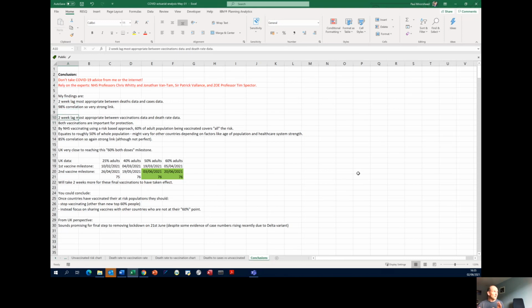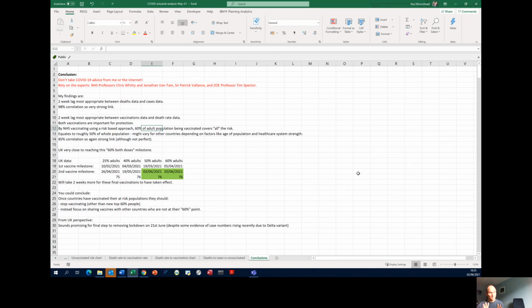I think, and it's not quite strong, but I think a 2-week lag between vaccinations and the impact on deaths is about right. And you need both vaccinations to get your protection. And the fact that we've gone for a risk-based approach means that we can actually target just 60% of the adult population to cover, quote unquote, all the risk. And it isn't all the risk, but materially it is, so from a mathematical perspective.